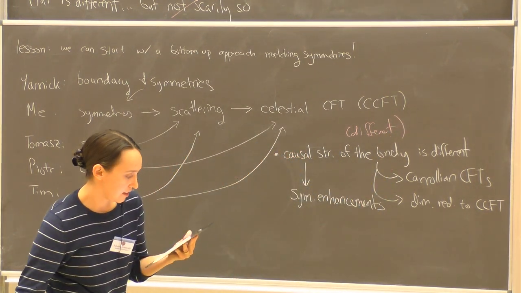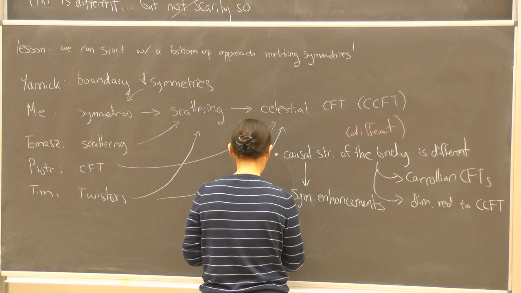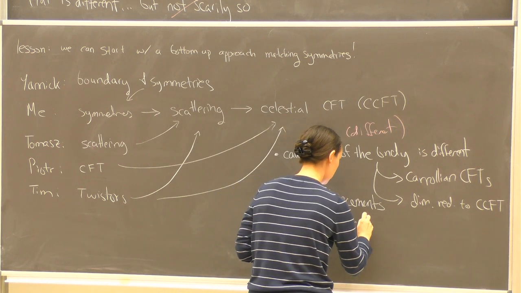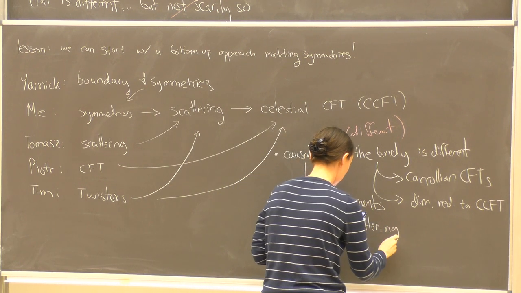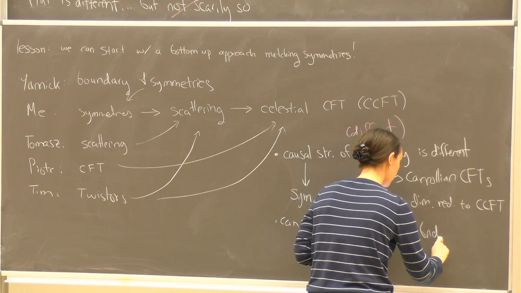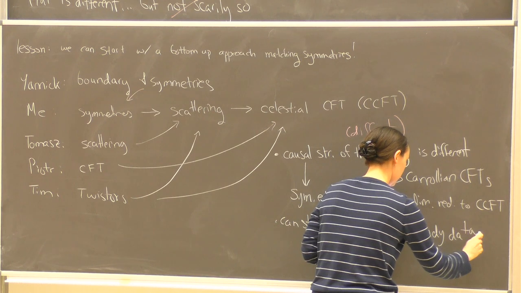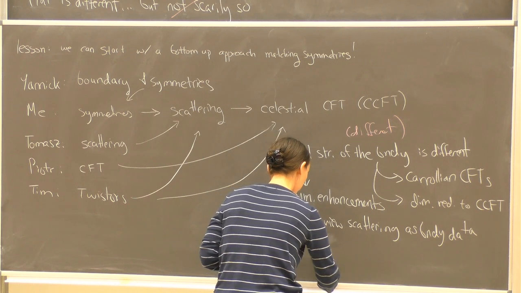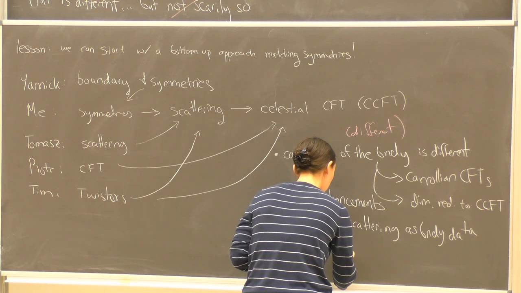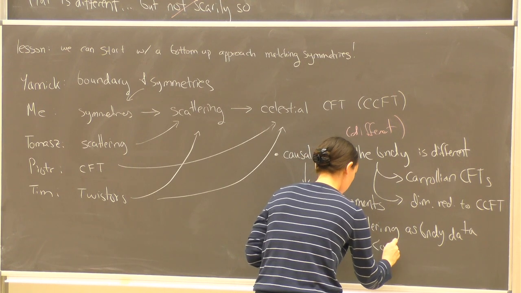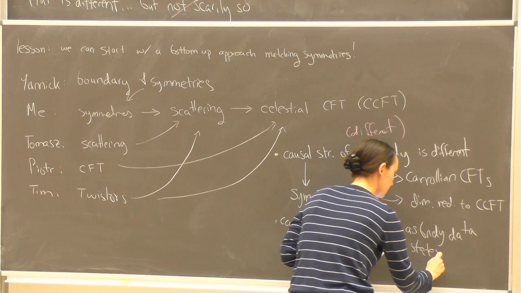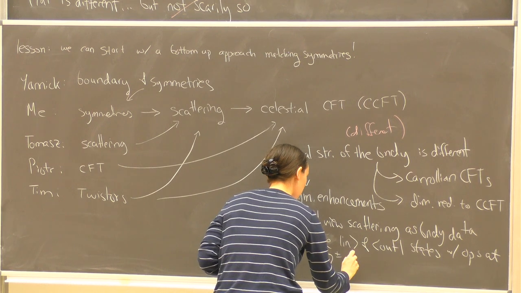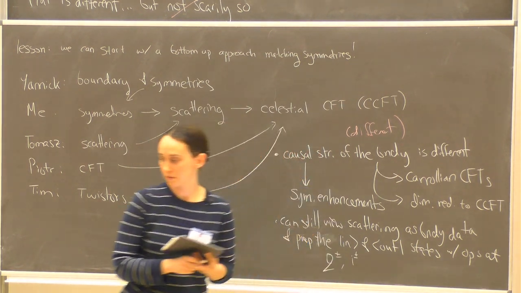And then how it's not as scarily different is that, again, we can still view scattering as boundary data, and prepare the in and out states with operators at, say, scri plus minus or I plus minus, etc. So it's not too different.